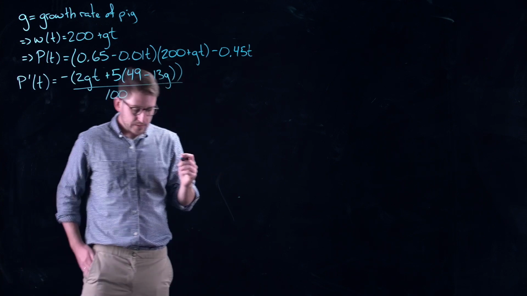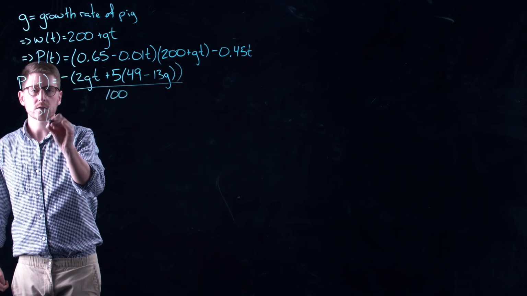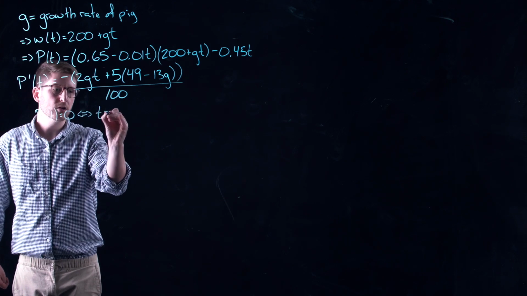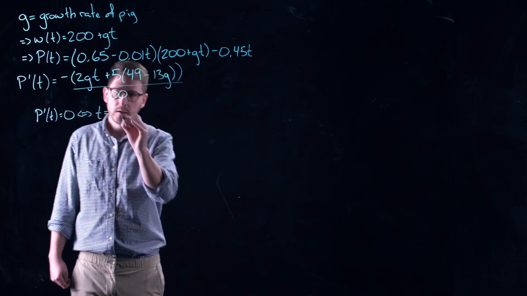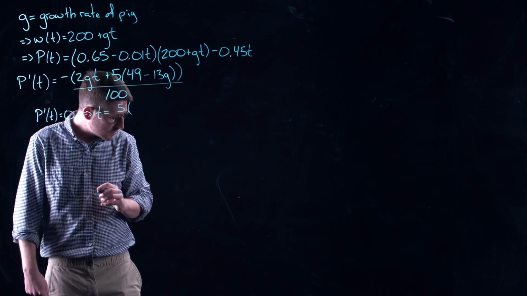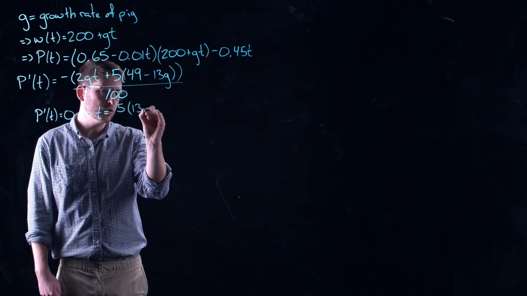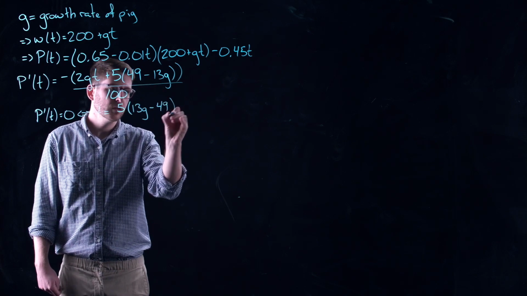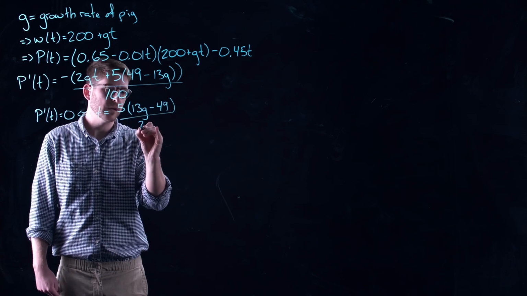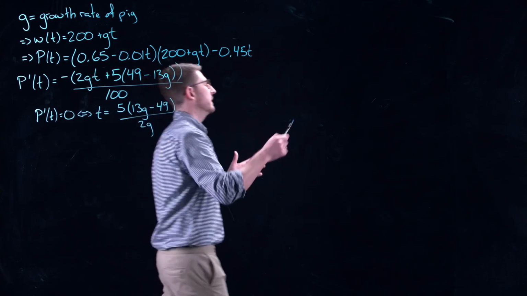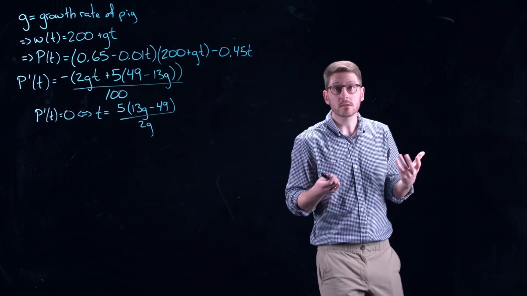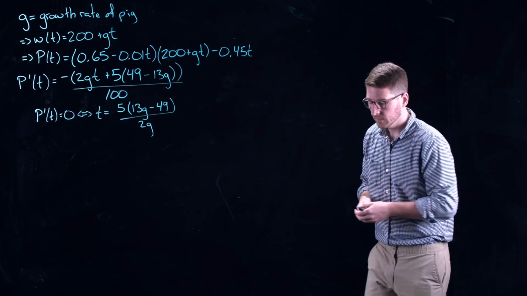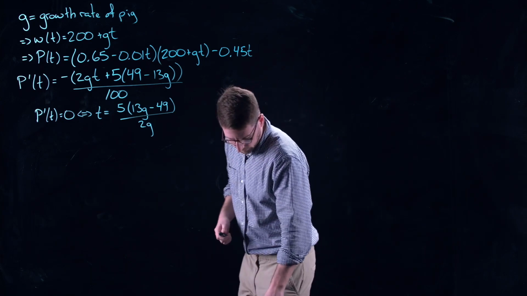But the point is that you can set the derivative of this thing equal to 0, and you can get the time to sell as a function of this growth rate. So you got 13g, and then minus 49 over 2g. So what that tells me is that if I know what the growth rate is, I throw it into that formula that says sell the pig now, right? That's exactly what this is covering.